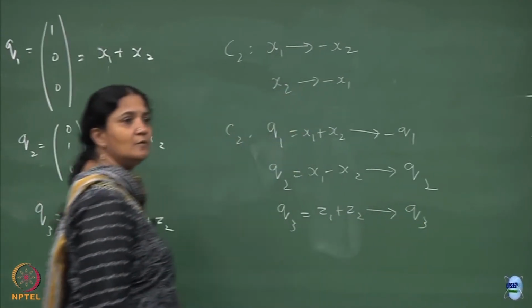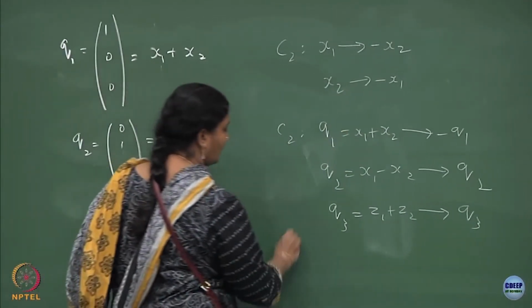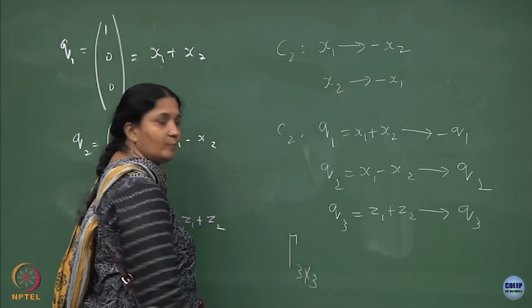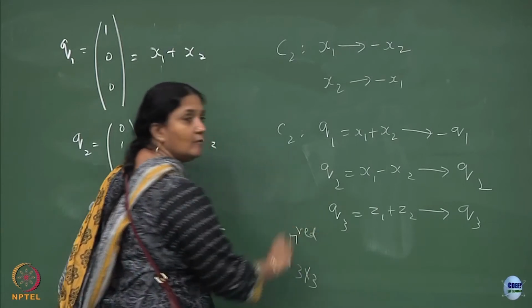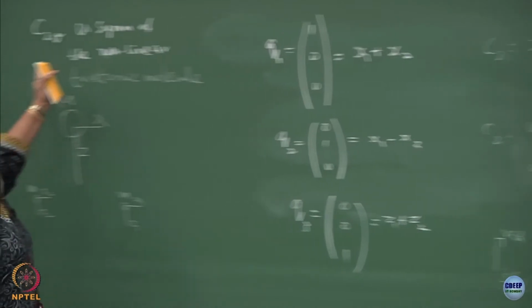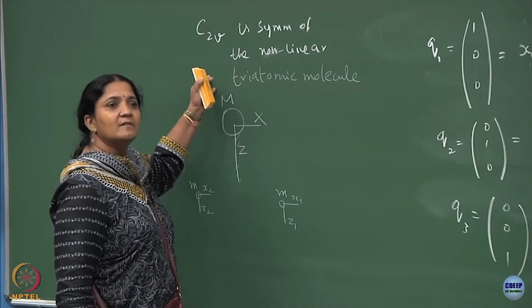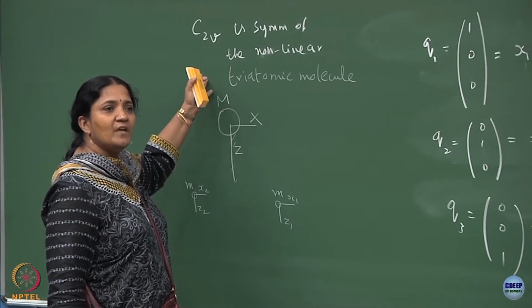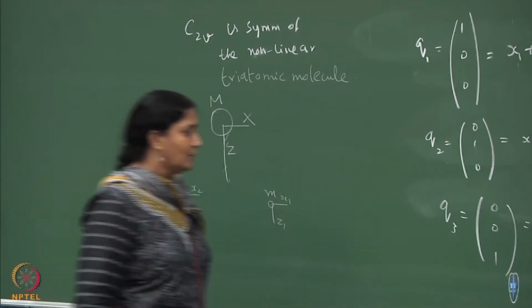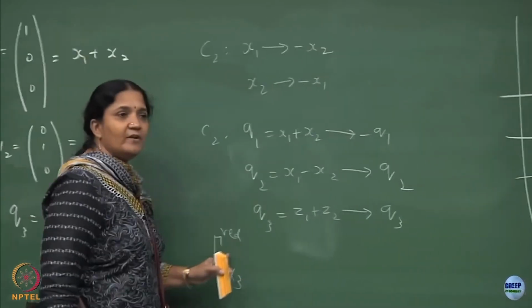Okay. So, the corresponding matrix representation for this, which is a 3 cross 3 matrix, it better be reducible, because C2V is an abelian group with each irrep being one dimensional. You cannot get a 3 cross 3 matrix. 3 cross 3 has to be reducible.